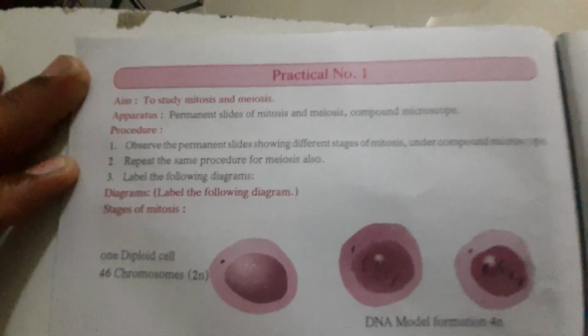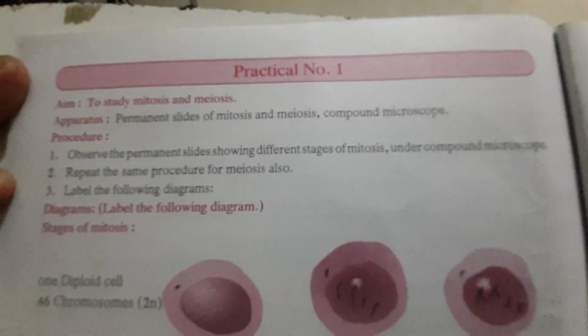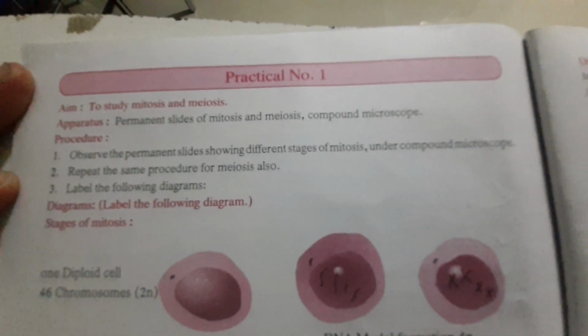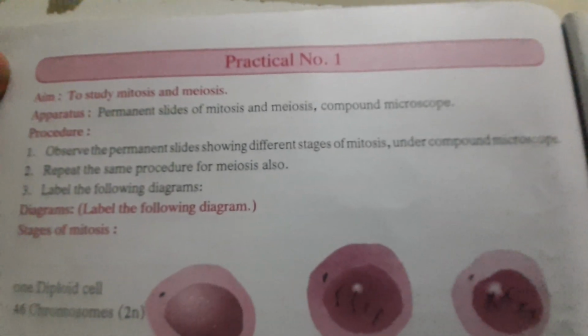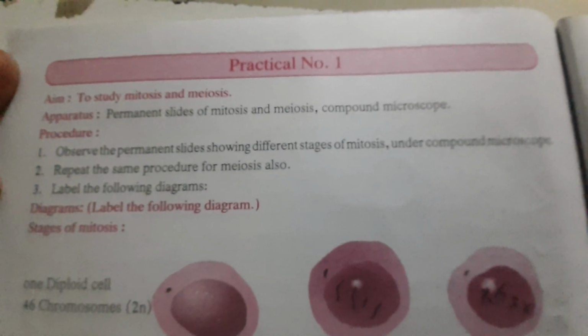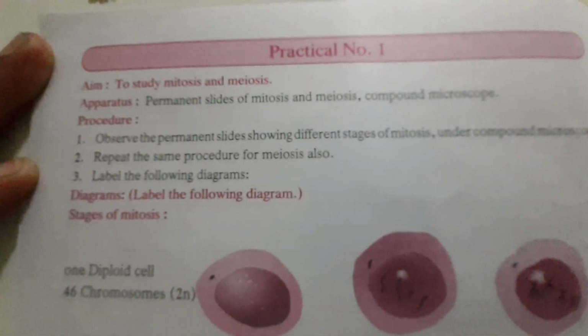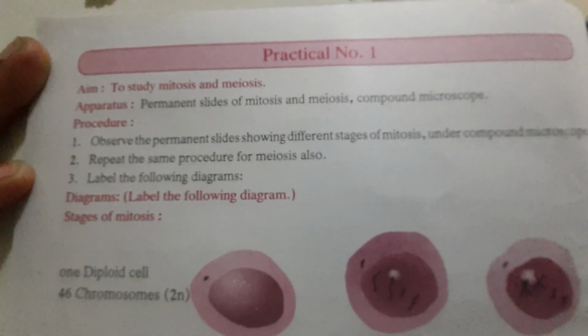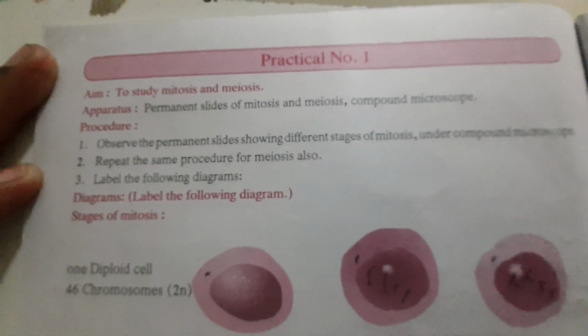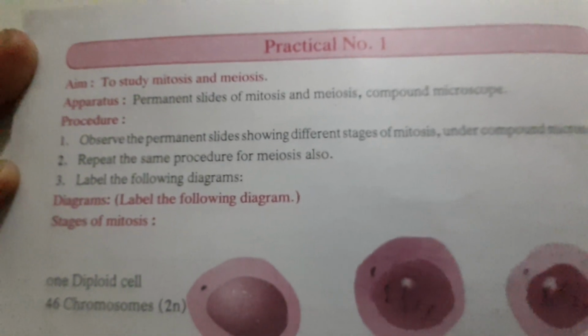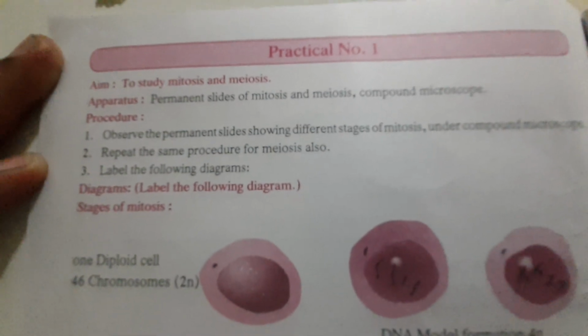What you are supposed to do is there are 3 steps to follow. Observe the permanent slides showing the different stages of mitosis under the compound microscope. Similarly, you have to observe the different phases in meiosis and you have to label the following diagrams.